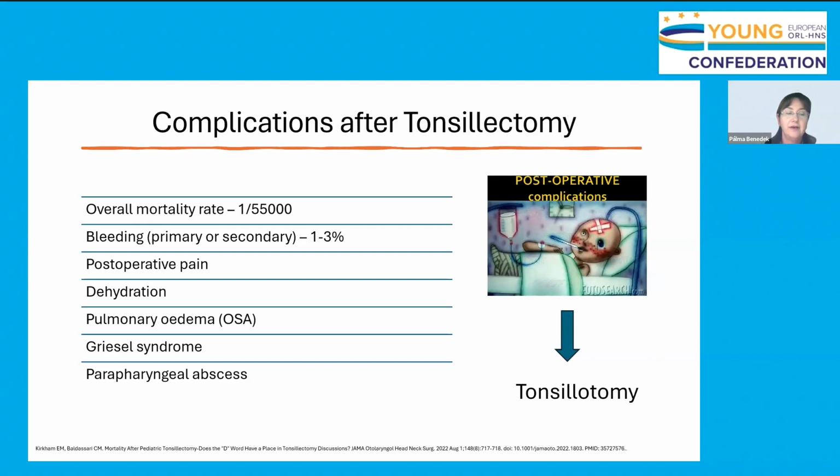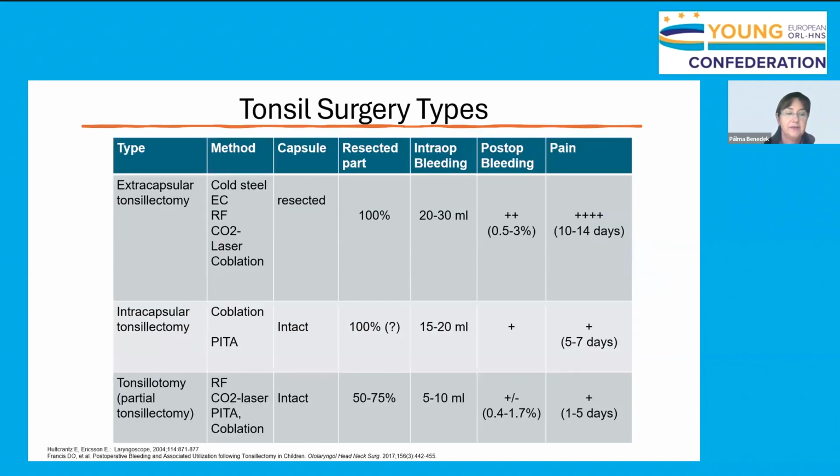So this has led to a demand among ENT experts for a less harmful procedure, which has resulted in the development of tonsillotomy. This slide shows the different types of tonsil surgery: the extracapsular tonsillectomy, intracapsular tonsillectomy, and tonsillotomy, which is the partial tonsillectomy. The main difference between the extracapsular and the intracapsular form is that the capsule is resected in extracapsular tonsillectomy while remaining intact in the intracapsular forms. We resect 100% of the tonsils during extracapsular tonsillectomy and almost 100% during intracapsular tonsillectomy, in contrast to less than 75% of the tonsil resected during tonsillotomy.